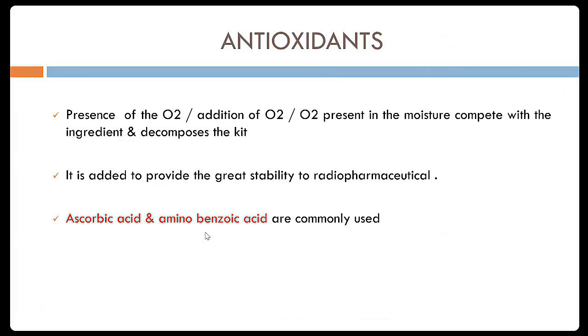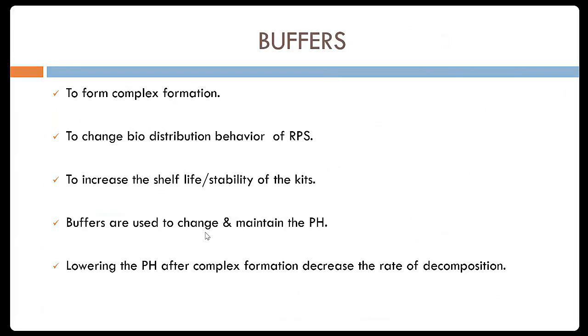Next, we have antioxidants. When we have a larger amount of oxygen, what happens? There will be moisture in the area. This moisture causes damage to the kit itself. So to reduce that, we have antioxidants to give more stability. We use ascorbic acid and aminobenzoic acid as antioxidants.